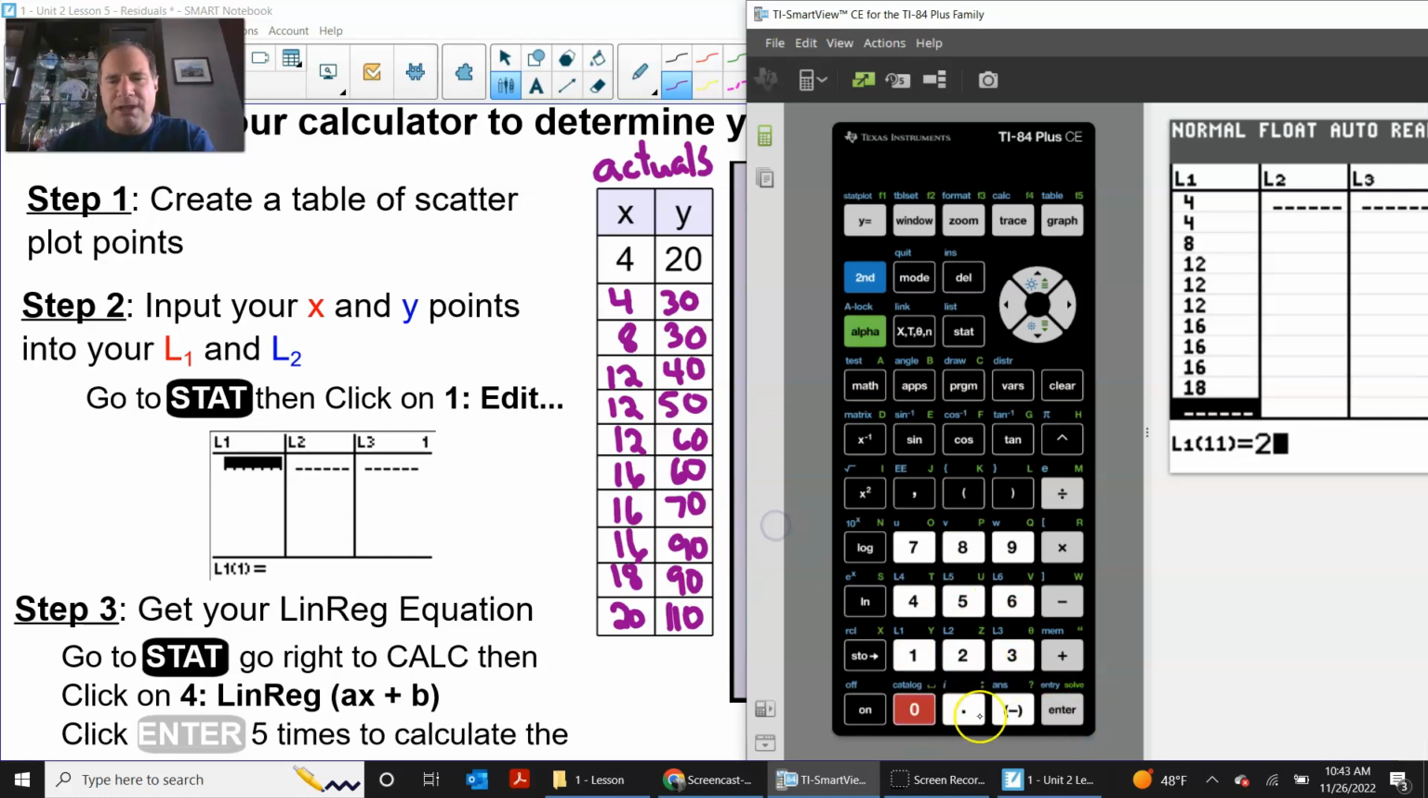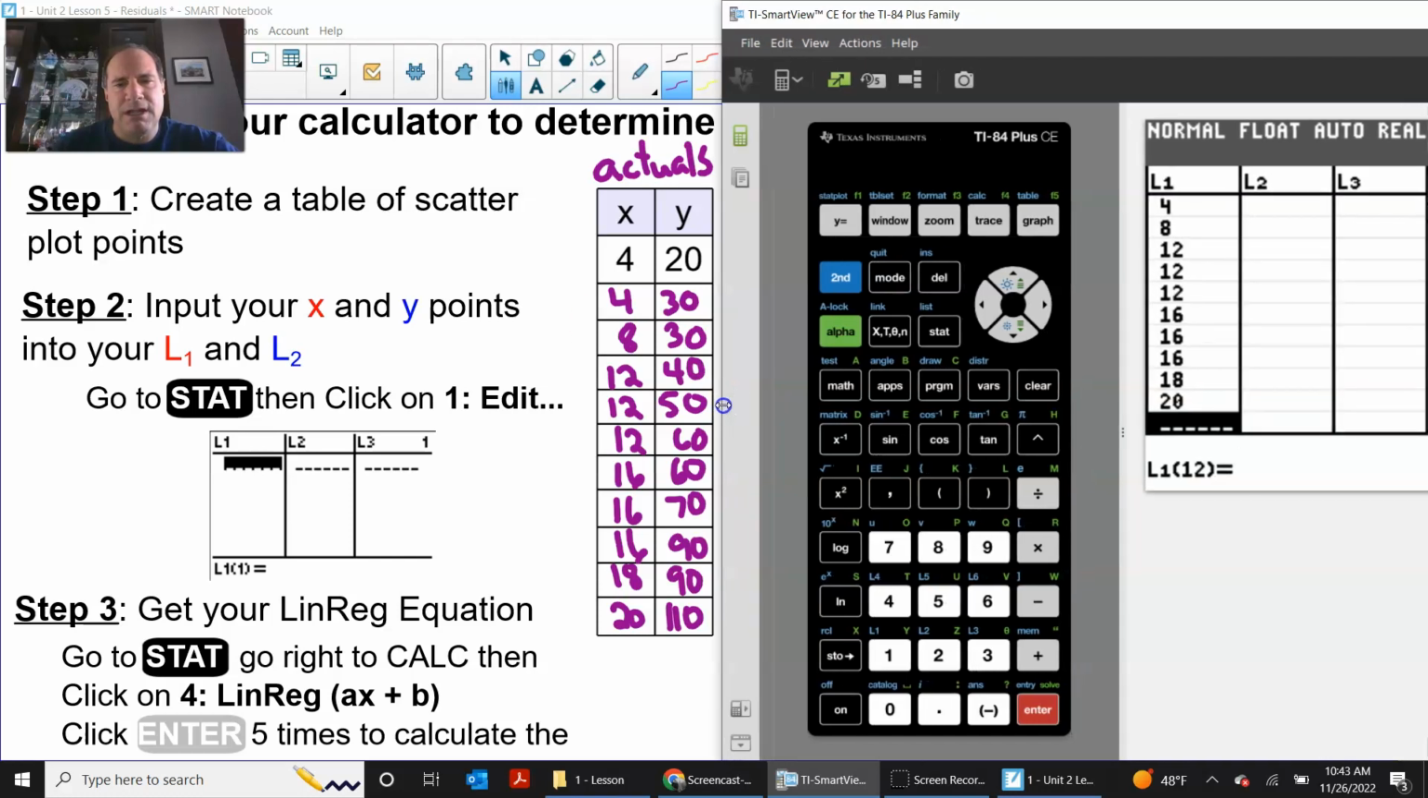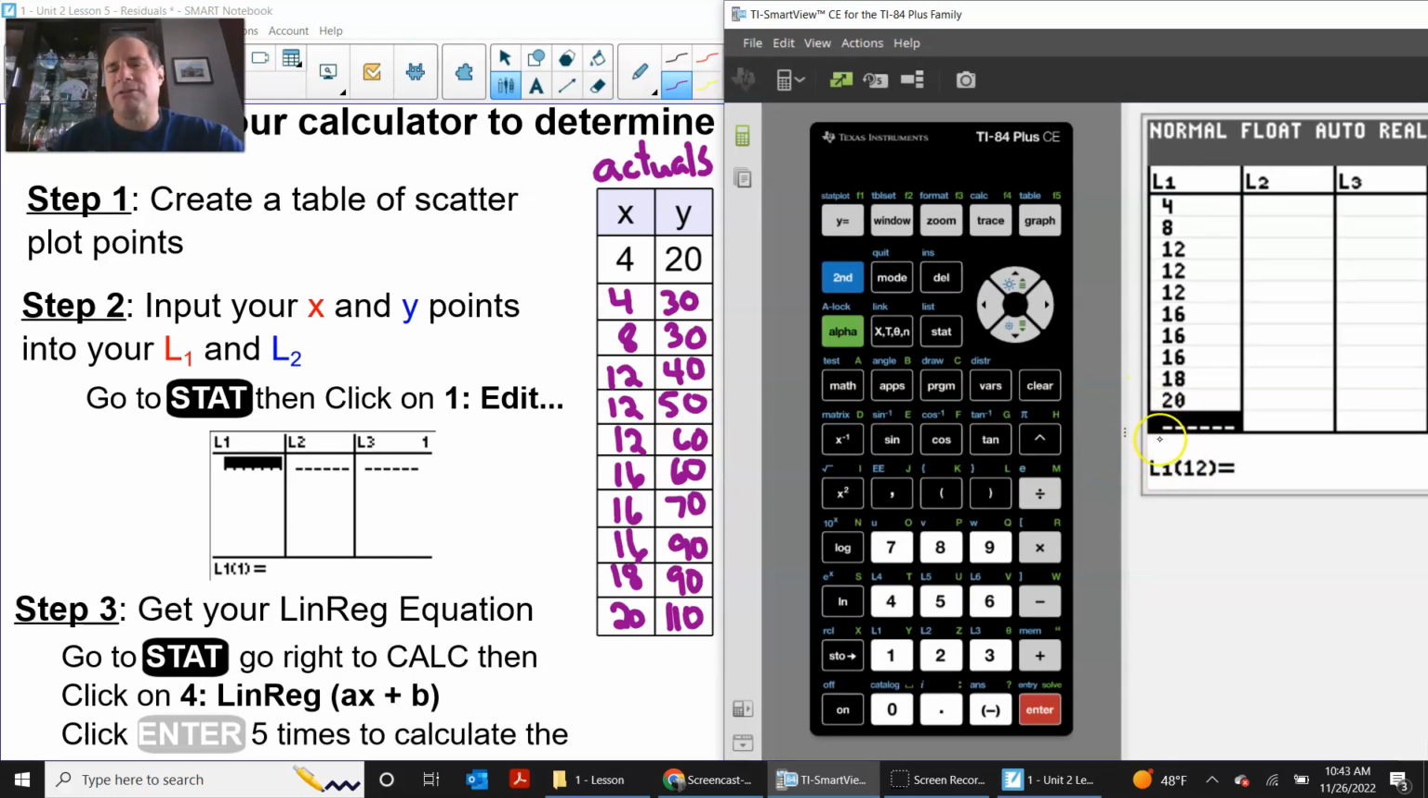All right. And when I put this down, you see it says L1 12. Well, L1 12 means that I put in 11 numbers, and the calculator is waiting for the 12th number. I'm just going to count 1, 2, 3, 4, 5, 6, 7, 8, 9, 10, 11. And I did that. That's correct. Then I could go over to L2, and then press 20. I have 120.